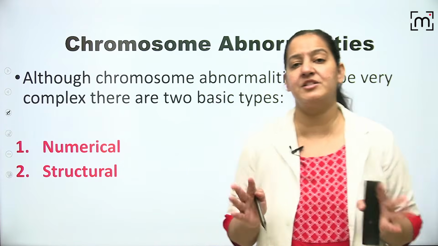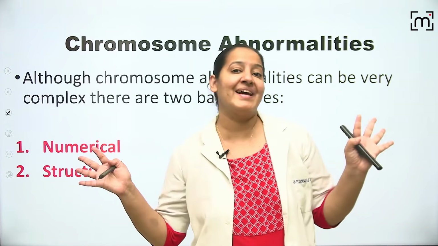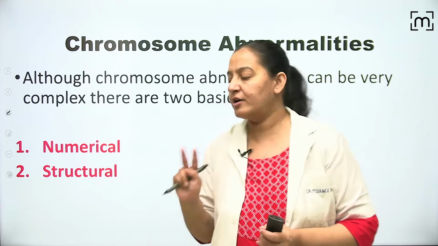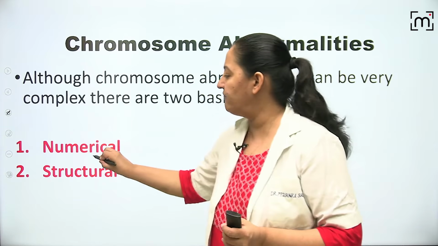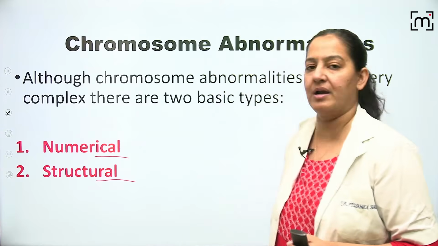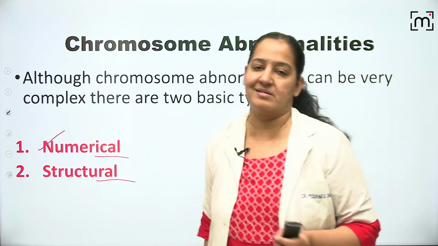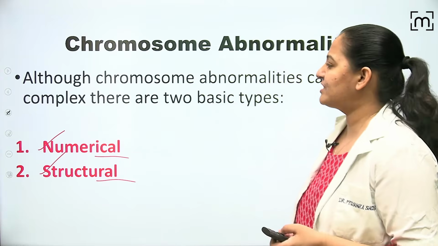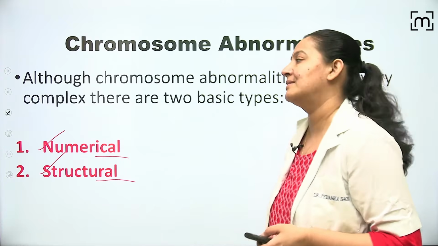Now, after the sex determination of the child, coming to the next topic. The next topic is chromosomal abnormalities. Now, there are two types of chromosomal abnormalities. One is numerical, one is structural. In numerical, the numbers will be altered. In structural, the structure will be altered, as the name indicates. First, we will discuss numerical, then we will discuss structural.